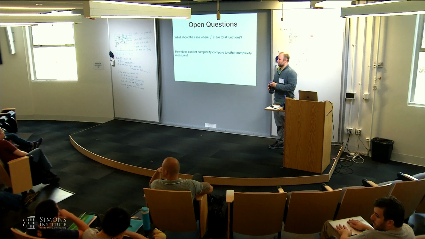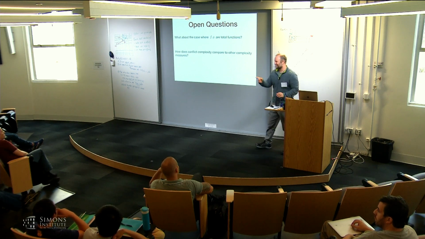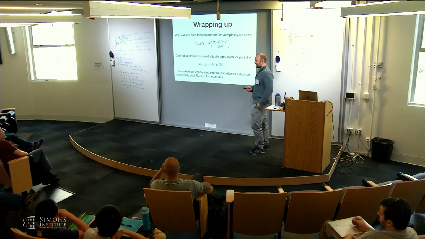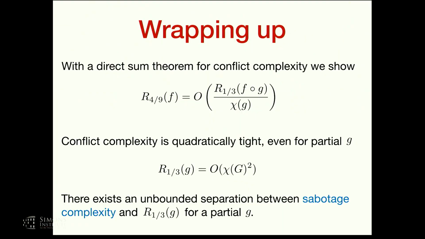So maybe I didn't answer your question. Yeah, go ahead. No, now I understood. So the reason why you had 4 nines was motivated by the lower bound. Oh yeah, sure. Okay, all right.